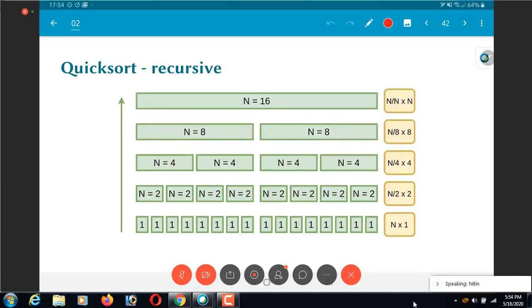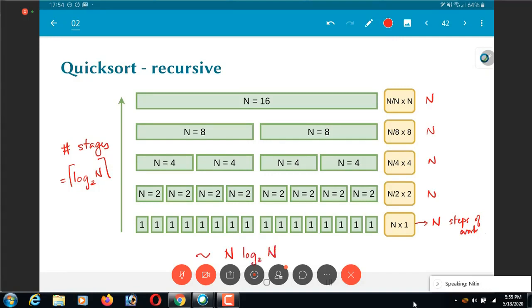So the total work done over here is some n steps of work, plus n, plus n, plus n, plus n. The number of stages, since I'm always breaking down by a factor of 2, is given by log to base 2 of n. Probably some ceiling value over here, but generally we think of n as powers of 2, or more importantly, we are talking about larger and larger values of n tending to infinity, so that ceiling is not a big deal. Put both of these together and the running time goes as n times log to base 2 of n. Given the nature of the log function, this is much better than O of n squared. It is significantly faster, especially for large values of n.